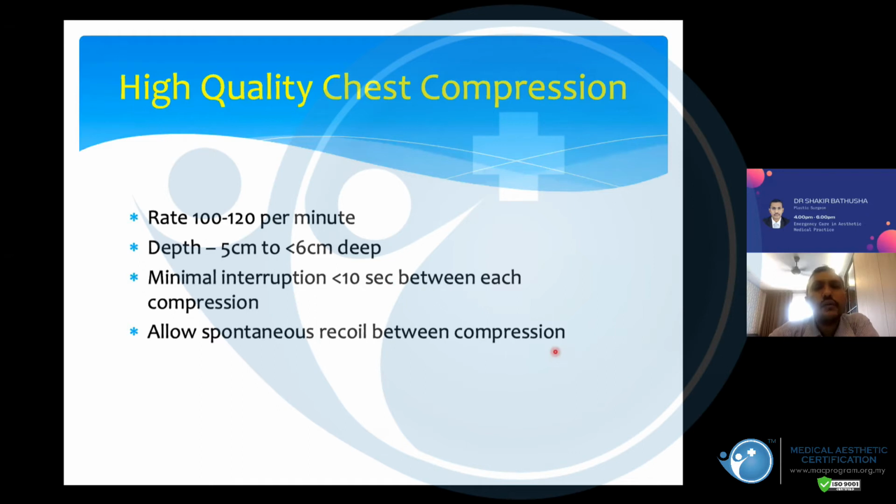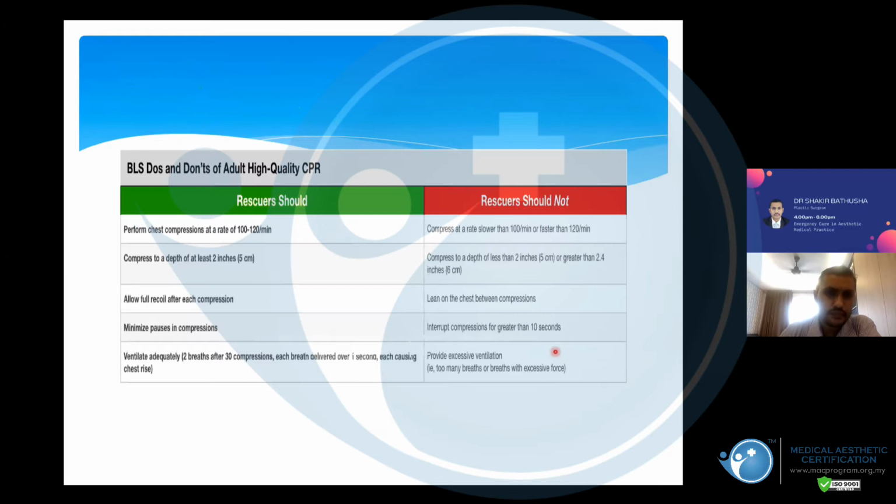As I mentioned earlier, what is a high quality chest compression? It comprises a compression rate of 100 to 120 compressions per minute, with a depth of about 5 to 6 centimeters, with minimal interruption between compressions and allowing spontaneous recoil between compressions.